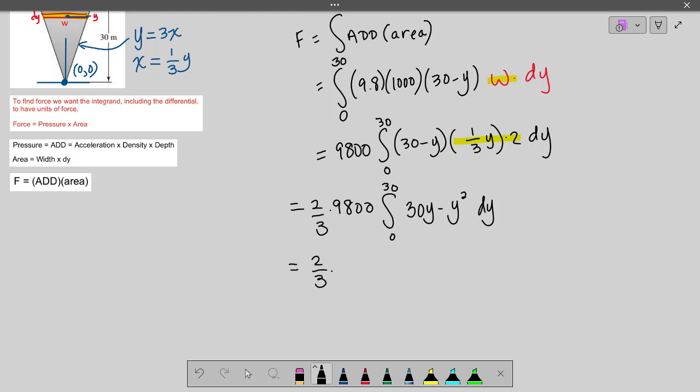So 2/3. Oh, I just realized that. Does 3 go into 9800? No. So what do you do for 9800 divided by 3? 9 plus 8 is 17, and 1 plus 7 is 8. Oh, 8's not divisible by 3.